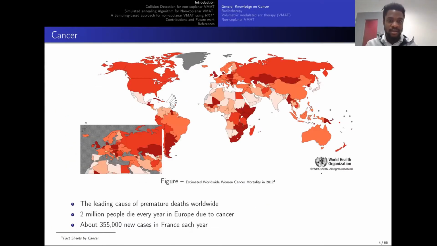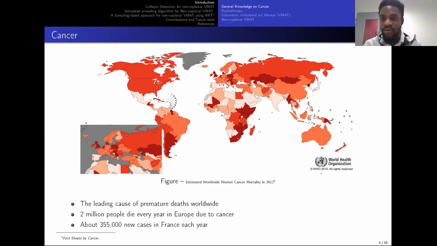So cancer is a problem that causes a lot of deaths today. It's one of the leading causes of premature death. Here we show a map of different countries in the world and the incidence rate of cancer. We see that it's a problem that touches several countries at the same time. We see in the map countries where there's much more red color. These are countries where you have a higher incidence rate of cancer. And we see that it's widespread all over the world.